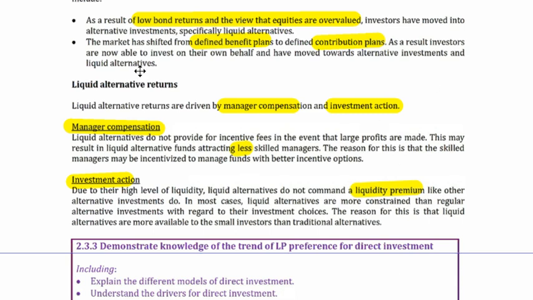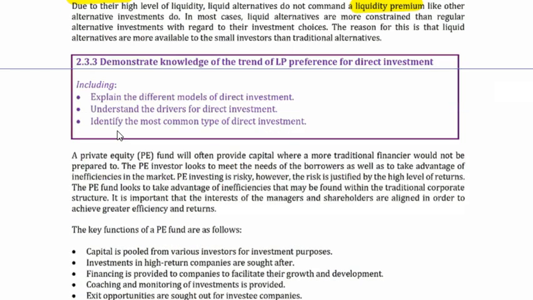We need to limit that risk. Okay, 233. Demonstrate knowledge of the trend of LP preference for direct investment. So first of all, we need to talk a little bit about direct investments.